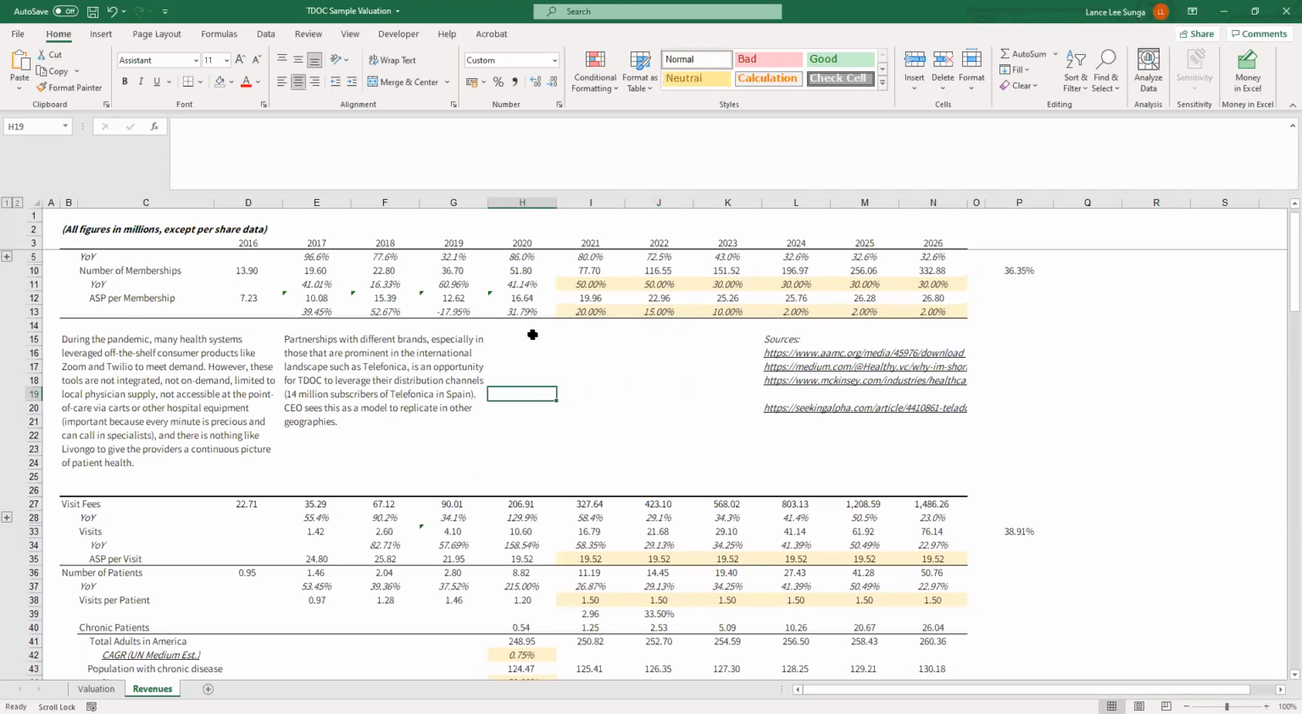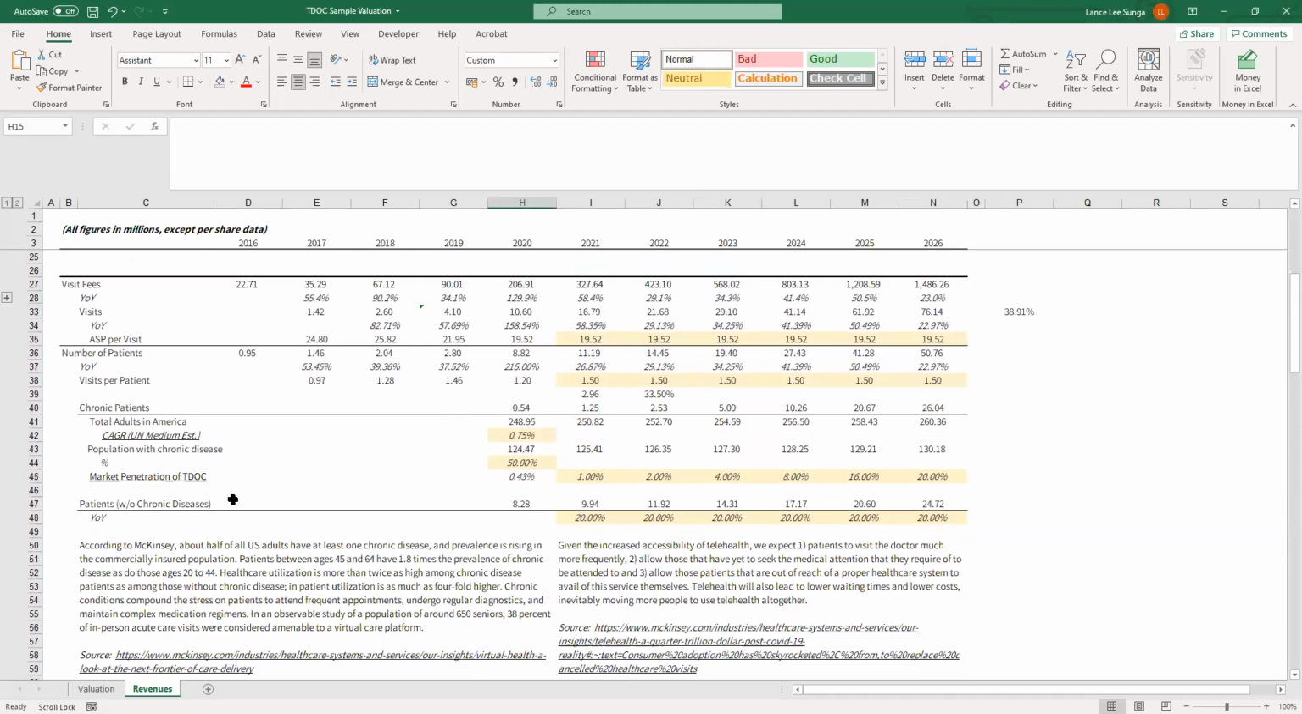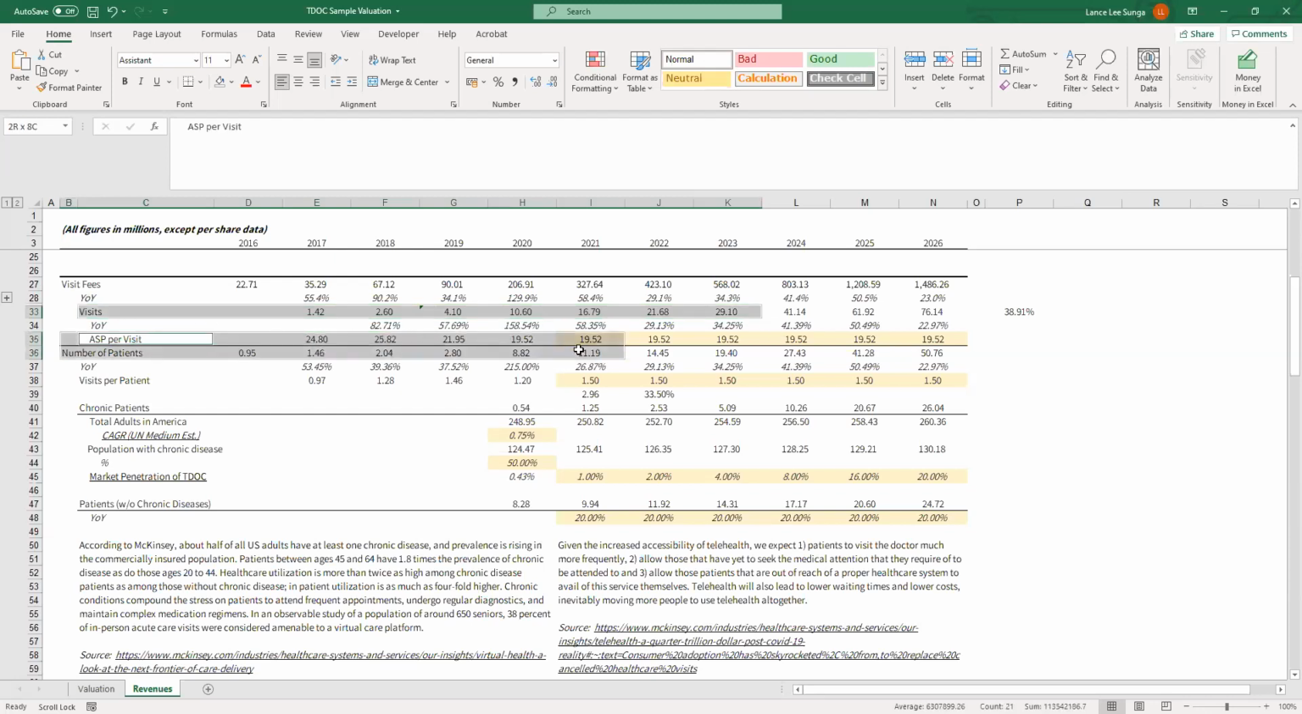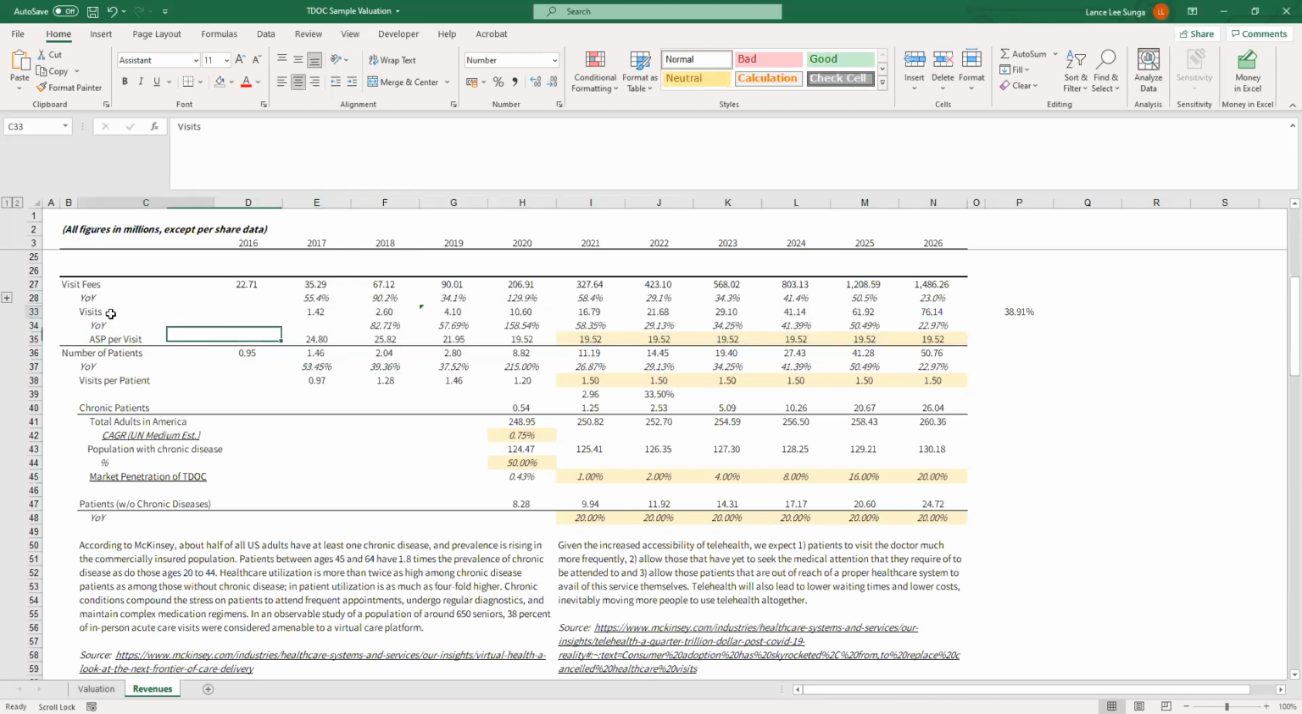So, very simple, right? And then if we move on to the next segment, it's the same. So I separated it into the quantity, which are the visits, and the average selling price per visit. Right. But this one, I further broke it down to the number of patients and the visits per patient, right? To arrive at the quantity.